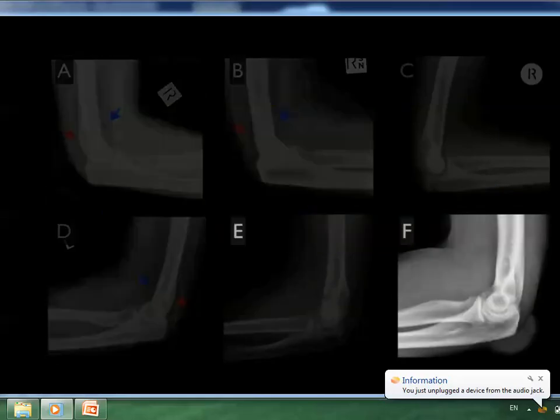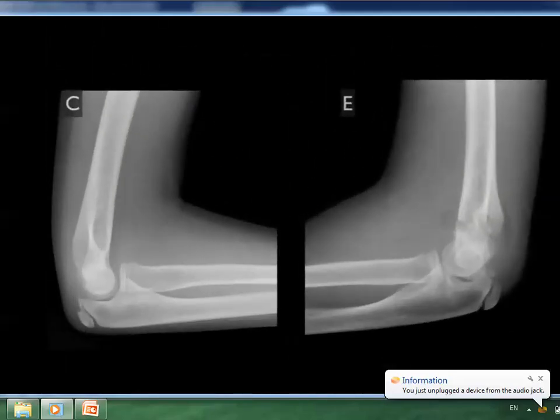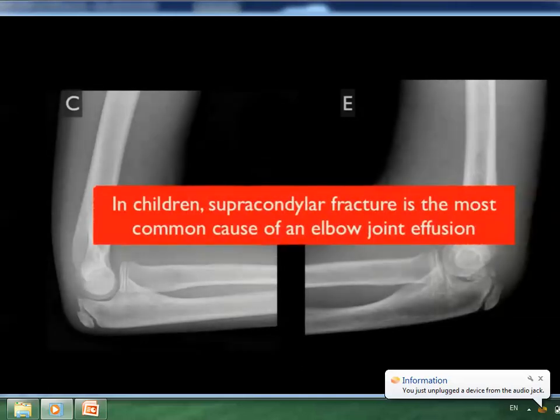F is our friend with chronic gout who does not have an elbow joint effusion, while C and E are pediatric patients, with C being the normal example without a joint effusion, and E being a patient with an elbow joint effusion related to a supracondylar fracture, which is the most common cause of an elbow joint effusion in children.